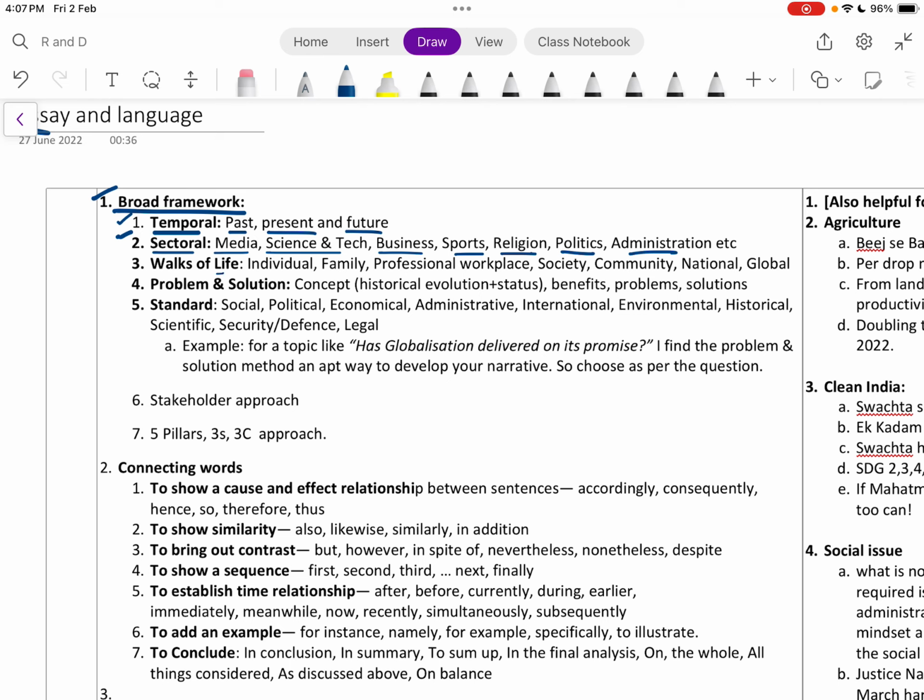Either you can go for walks of life, that is individual, family, professional, workplace, society, community, national, global, or you can work with problems and solutions, that is the concept, historical evolution, status, benefit, problem, solutions. Or there is a standard one, that is social, political, economical, administrative, international, environmental, historical, scientific, security, legal. So you can think from the syllabus perspective.